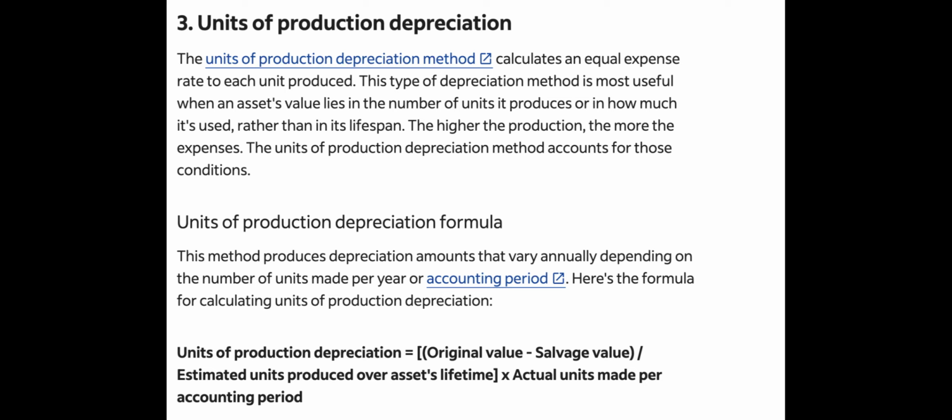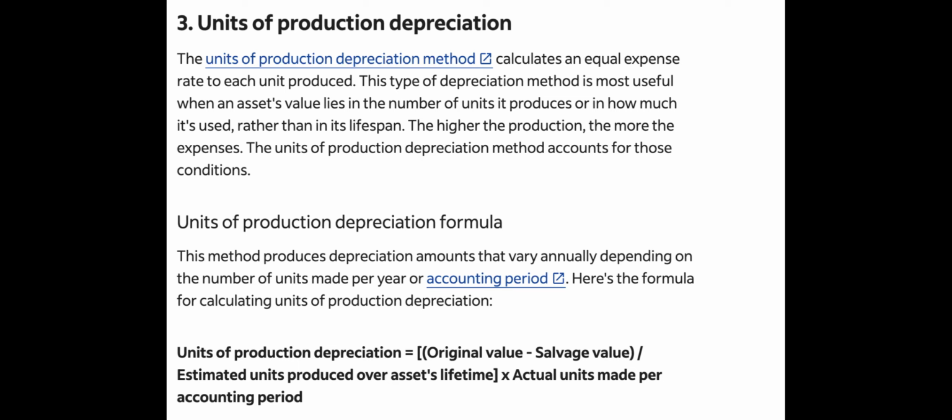Units of production depreciation formula. This method produces depreciation amounts that vary annually depending on the number of units made per year or accounting period. Here's the formula for calculating units of production depreciation. Units of production depreciation equals (original value minus salvage value) / estimated units produced over asset's lifetime x actual units made per accounting period.